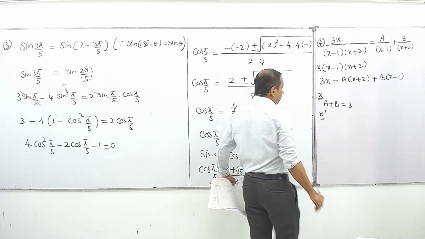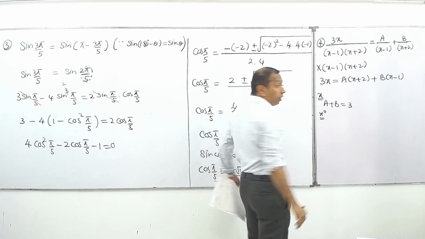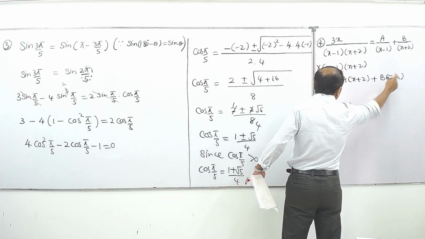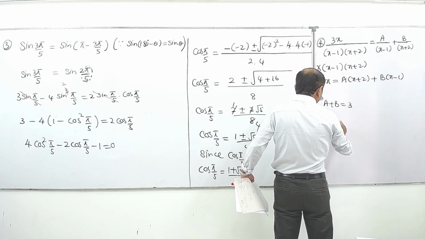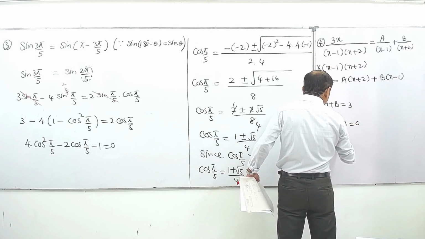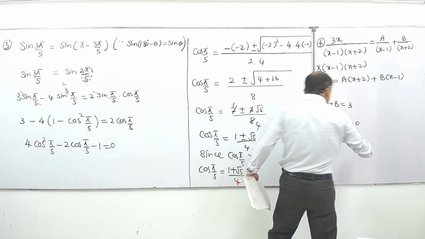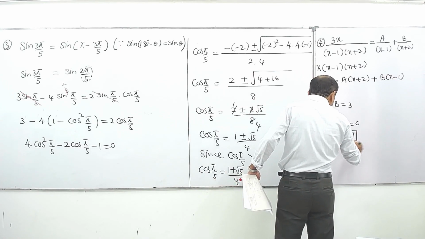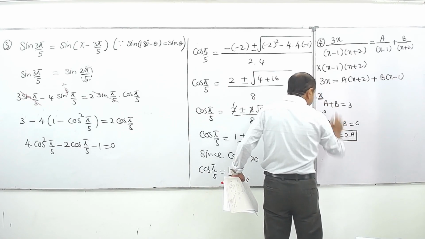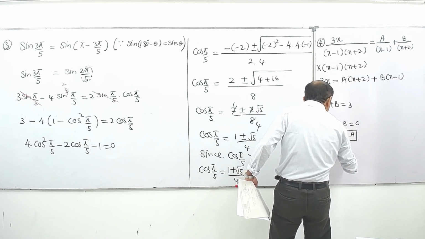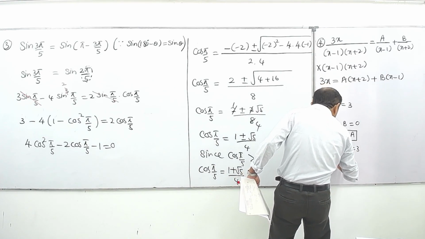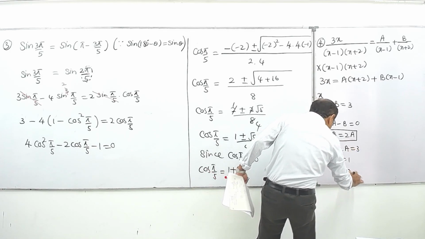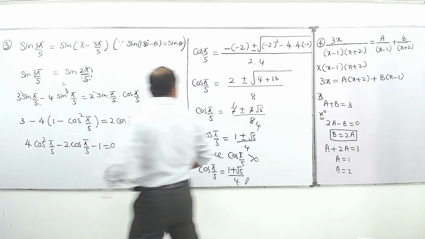X power 0 coefficient now we can equate. That means in the left and right constants. Here we have 2a, there we have minus b. 2a minus b should be equal to 0. This gives us b equals 2a. When you put that b equals 2a here, a plus 2a is equal to 3, a equals 1. When a equals 1, b is 2. a 1, b 2 coming. Right, no?